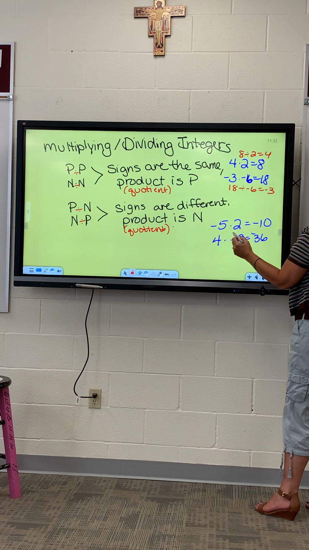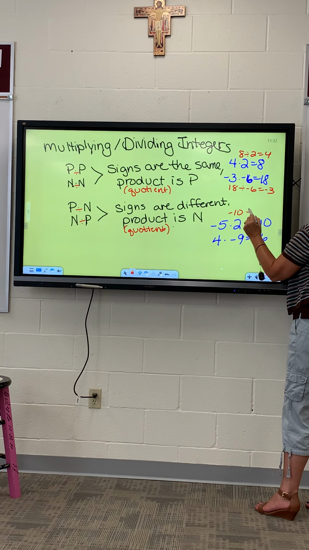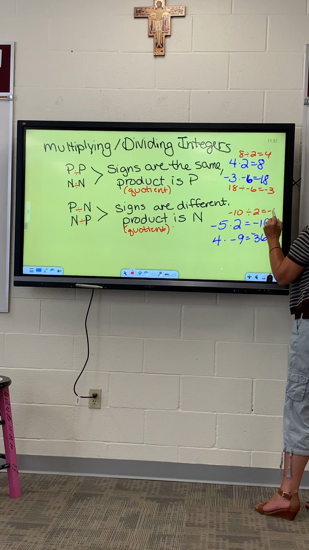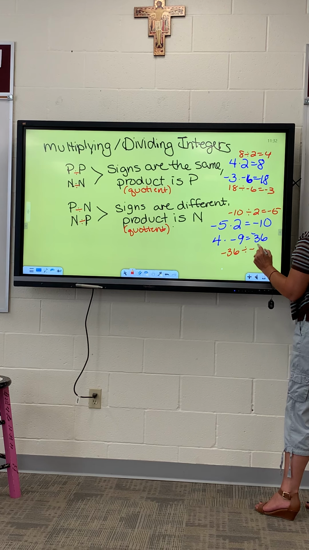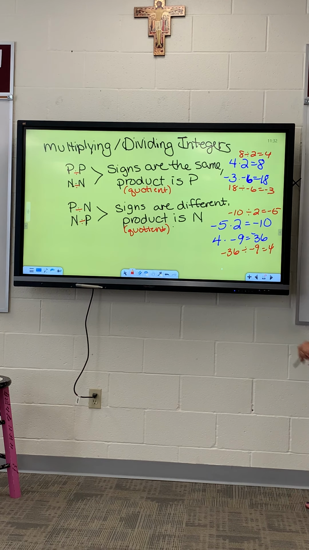etc. So what's going on is it's kind of like a check step for these multiplication rules. Well, it still has to work. So what you're seeing is the signs are the same, the answer's positive, signs are different, the answer's negative.